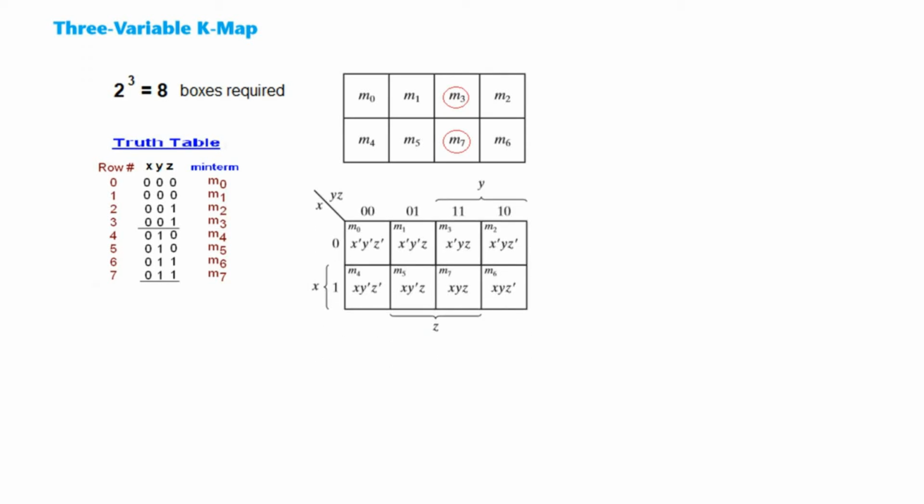And as in the case of 2 variables, here also we have all these in terms of x dash, y dash, z dash, or in terms of the minterm values M0, M1, M2, M3, and in terms of 0, 0, 0, 0, 0, 1, 1, 1, 1, 0, etc.